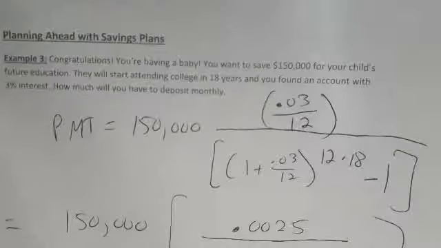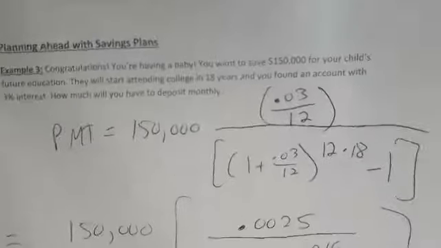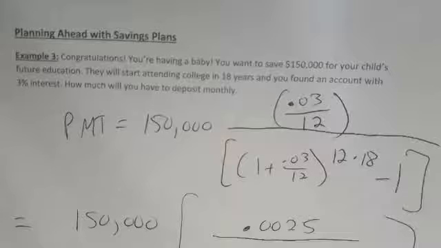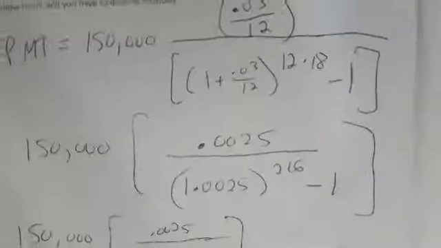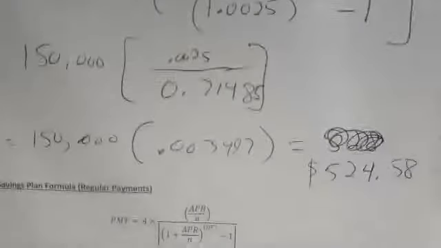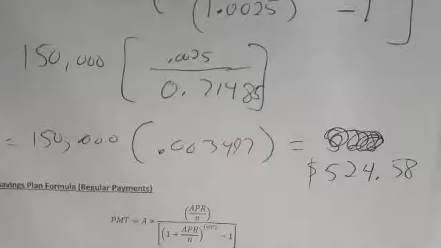Okay, so just step back again and recap this one. If we want to accumulate 150K for your child's education and you have 18 years and you want to make regular deposits, how much would you have to deposit monthly at a 3% interest? You'd have to deposit $500 a month.